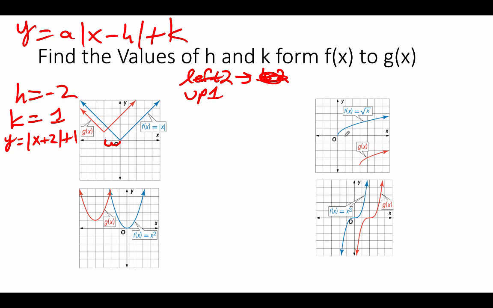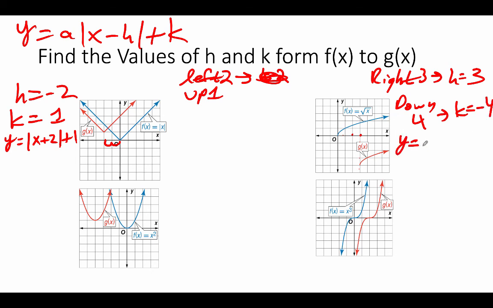Over here we have a radical. Looks like I went 1, 2, 3 to the right, 1, 2, 3, 4 down. Right 3. That means h is positive 3. Down 4 means k is negative 4. Y equals the square root of x minus the value of h. Oh, that should be a 3. X minus 3, and then minus 4. So that one was y equals the square root of x minus 3, minus 4. This is 3 right. Don't get caught by that, and that's 4 down.